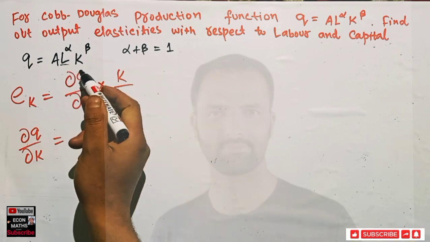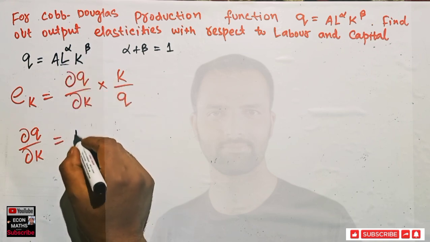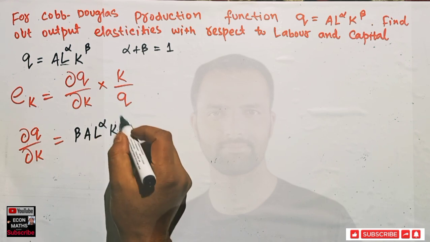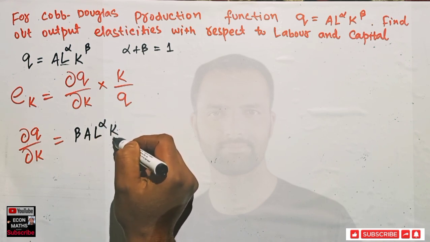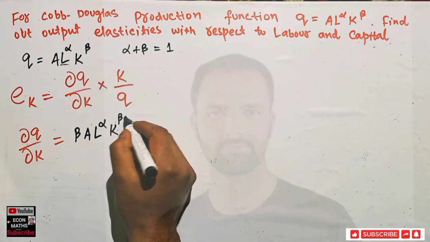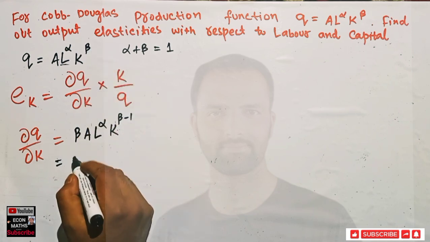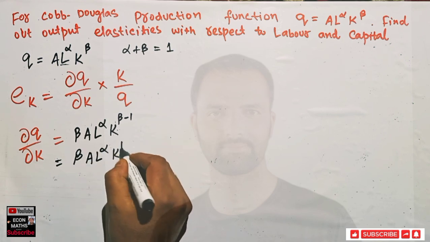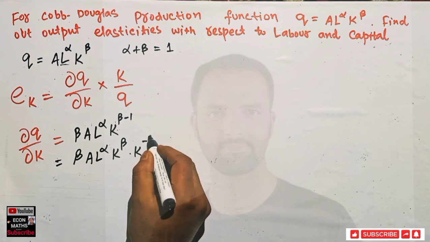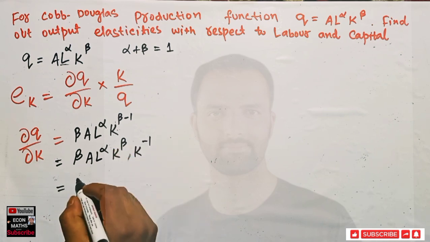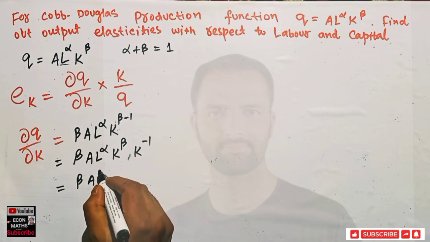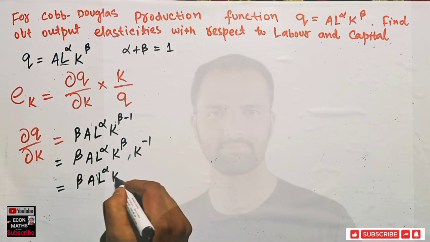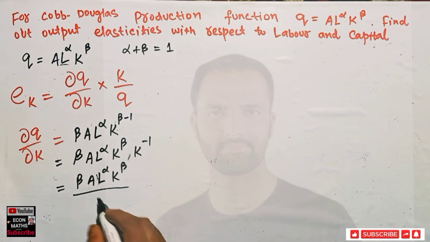Okay, so simple, as I have told you, this beta will become the coefficient this time. We have A L to the power alpha K to the power beta, and since we are taking the partial derivative with respect to K, the exponent will get subtracted by 1. Now rearranging this, we have beta A L to the power alpha K to the power beta into K to the power minus 1. And we can write it like this: beta A L to the power alpha K to the power beta, and transposing this to the denominator, it will become K to the power plus 1.